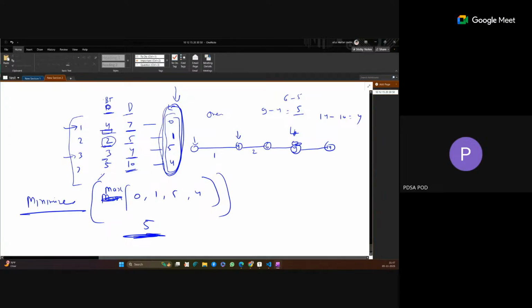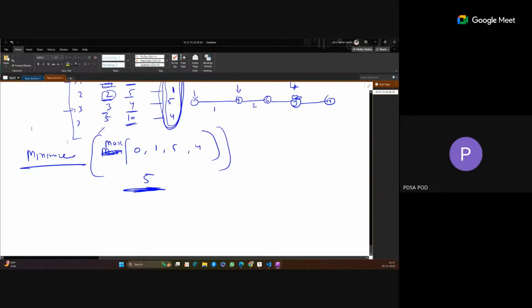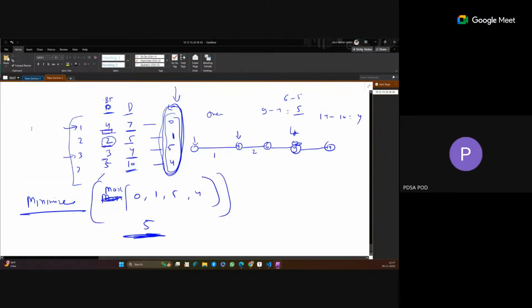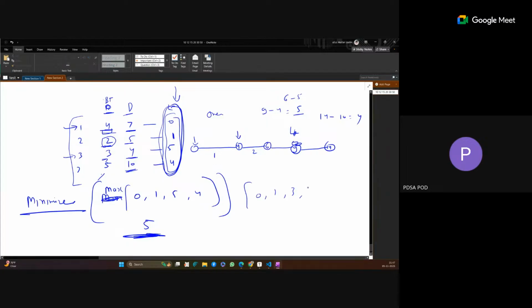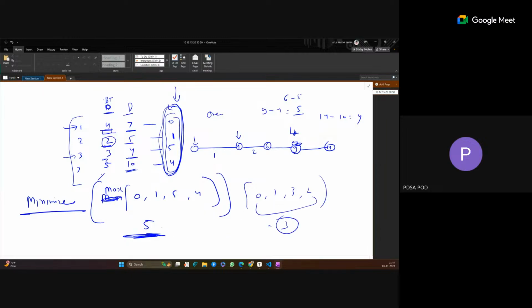So this is one order which we followed as per the given 1, 2, 3, 4. If you follow some different order, maybe you will get different lateness like 0, 1, 3 and 2. Here the maximum value is 3. You can see this 3 is smaller than 5. So what is the minimum possible maximum lateness? This is the problem: minimize the maximum lateness.